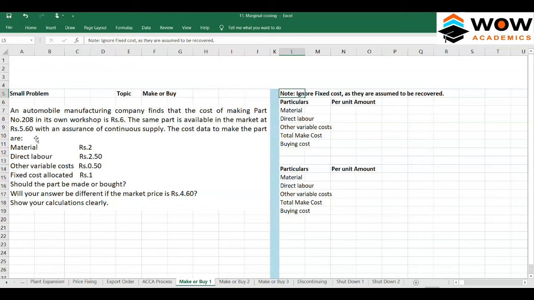So this product, if made in the company, it is 6, and if it's bought, it is 5.6. So should we make or buy? It seems that it is better to buy the product, but let's see. So the first question is, should we make or buy?